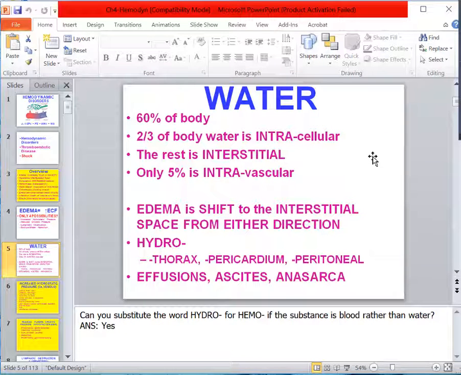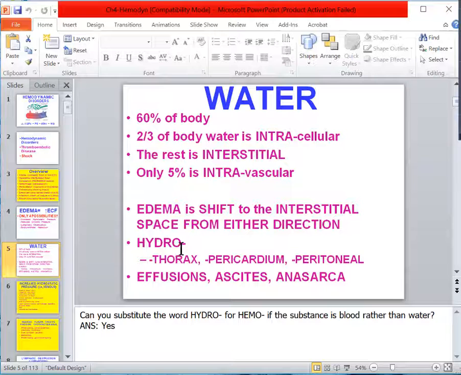Water itself, as you know, 60% of your body is water. Most of it is inside your cells, 2/3, but the rest is between your cells, interstitial. And there's only a small amount, believe it or not. If you remember, your blood volume is what, a few pints, let's say. That's only 5% of your water. So edema is a shift to the interstitial fluid space or extracellular fluid from either direction. It could be coming from the vascular compartment or it could be coming from the cellular compartment.